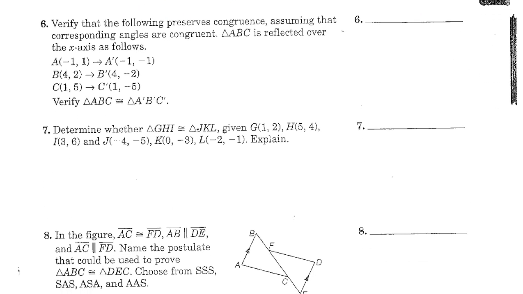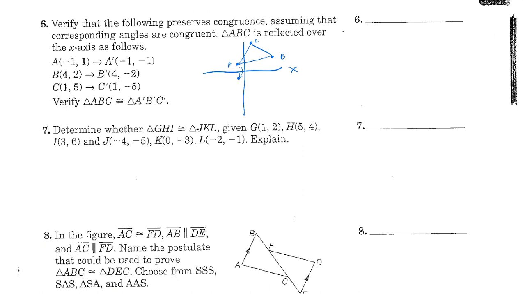Okay, verify that the following preserves congruence. Assuming the corresponding angles are congruent, triangle ABC is reflected over the x-axis. So we've got this picture here of (-1, 1), so that's A. We got B is (4, 2), and C is (1, 5). So here's A, B, C. And to show that it's still congruent when we reflect it over the x-axis, so here's the x-axis, reflecting it over means like a mirror image, or like flipping it.